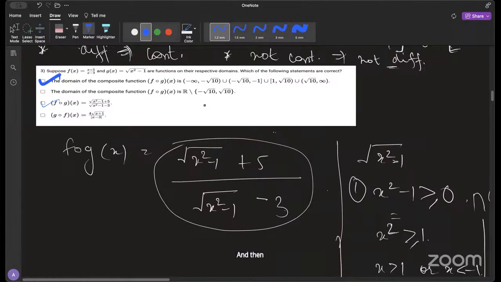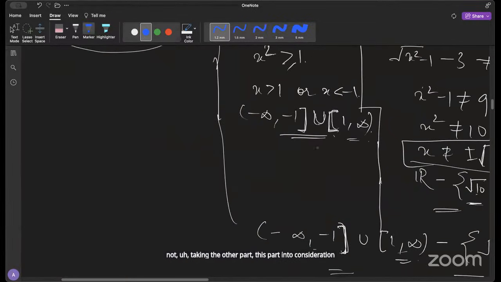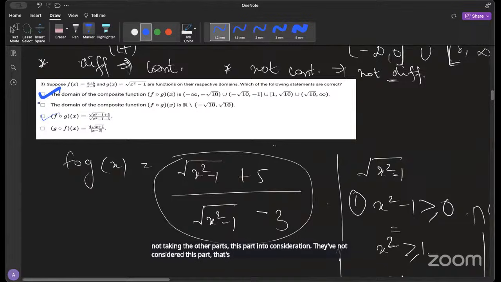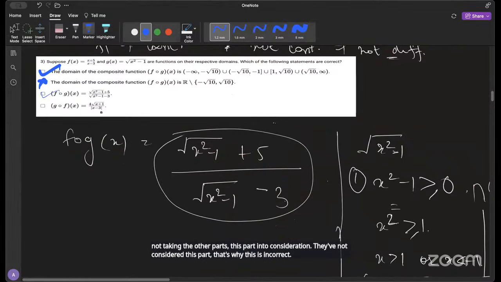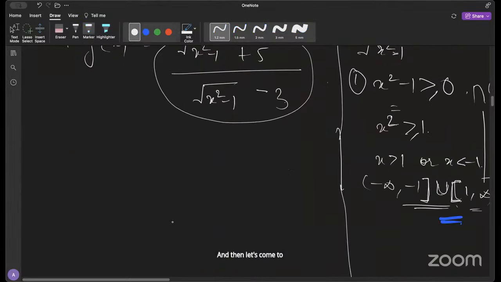And then the second one says R minus root 10. This is not correct. They have not taken the other part into consideration. They have not considered this part. That's why this is incorrect. And then let's come to the last one.